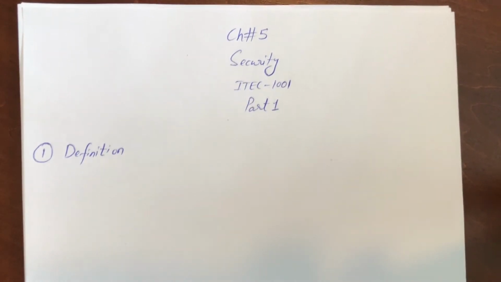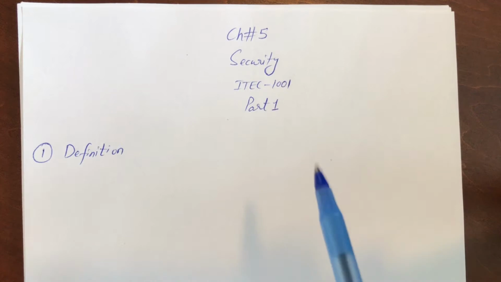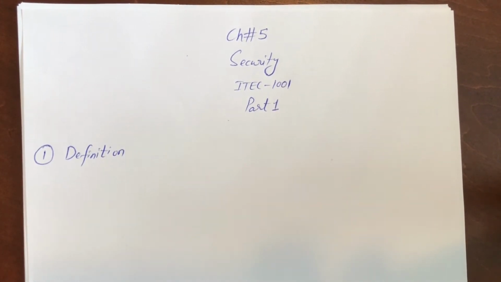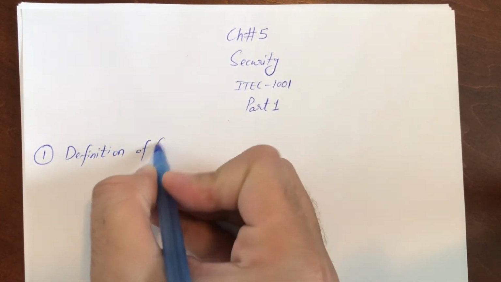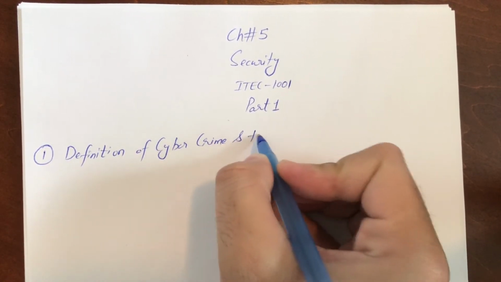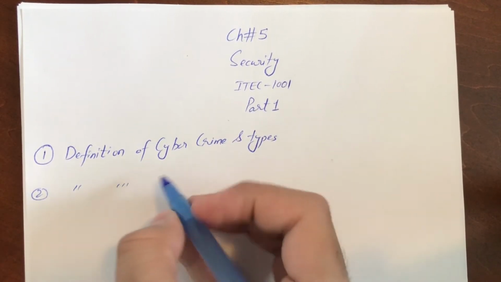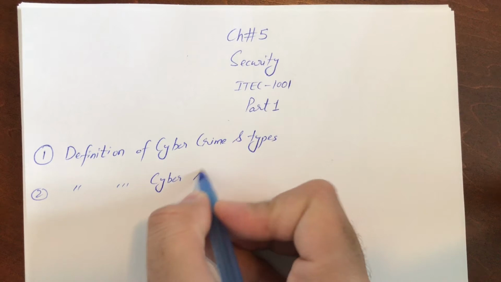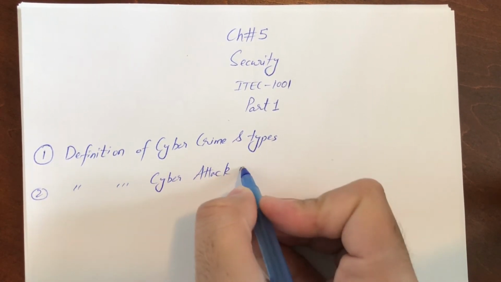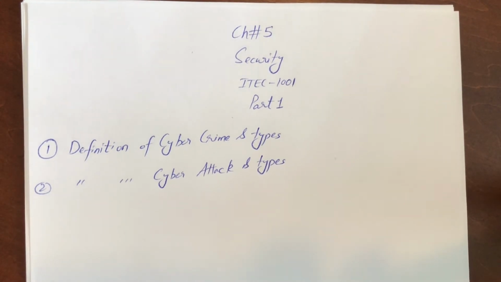Okay, everybody. Today we're going to talk about chapter 5, the security chapter, and I have divided this chapter into 3 parts. And today we're going to talk about part 1. In part 1, we have 2 agenda items. Firstly, the definition of cybercrime. We'll talk about cybercrime and types of cybercrime. Secondly, we'll define cyber attacks, and we will discuss different types of cyber attacks as well.